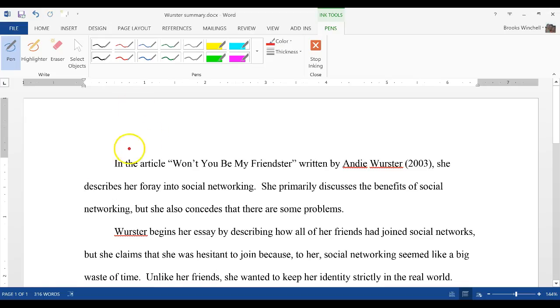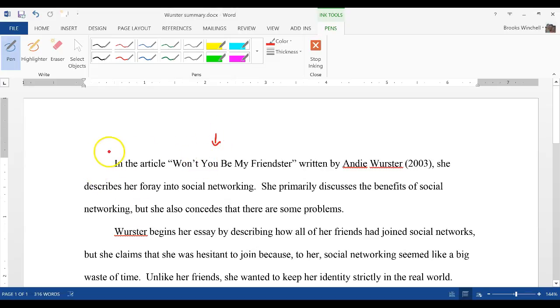So hopefully you've watched that lesson recently when I covered reading and annotating, and in that lesson I gave you a sample that we read together, and it was called Won't You Be My Friendster by Andy Worster. Remember, it was about social networking, and we said it was sort of like a 6-paragraph essay. She has sort of 3 reasons why she thinks social networking is actually beneficial, but then she also talked about some of the cons of social networking. So this is a good example of a summary of that article.